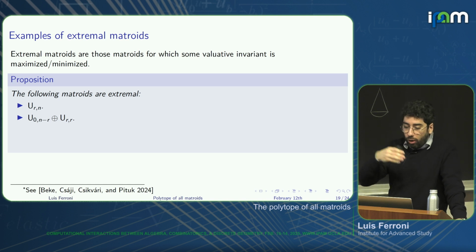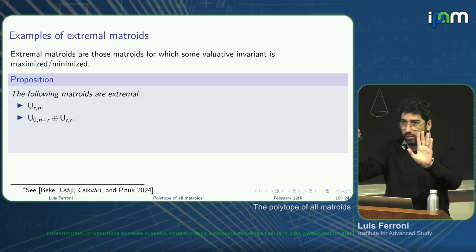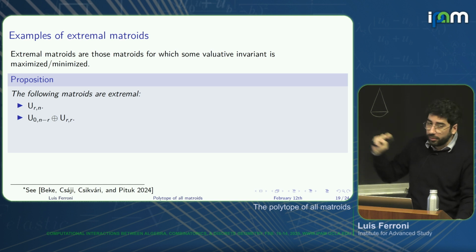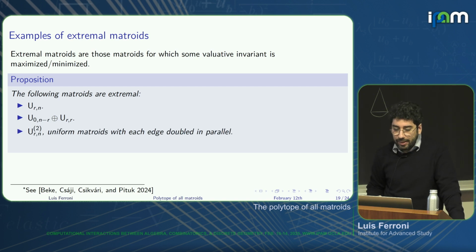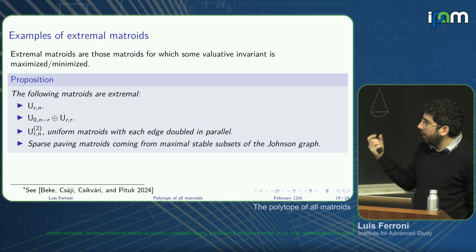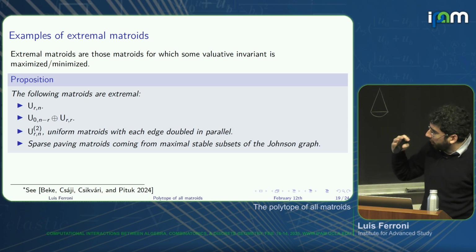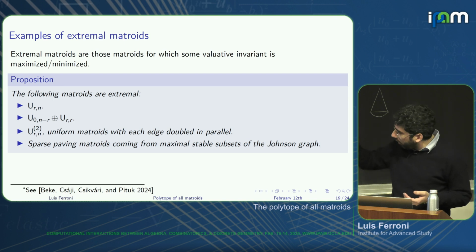If you compute among all the matroids on n elements of rank R the one with the least amount of bases, it's this guy, a bunch of loops and coloops. So only one basis here. Remember that in matroids, I'm not allowed to have 0 bases. Now, take uniform matroids and duplicate every element in parallel. Well, that's another extremal matroid. And let me give you another example. If you know what sparse paving matroids are, great. If you don't, don't worry about this. But all sparse paving matroids coming from maximal stable subsets of the Johnson graph, all of those things are extremal.